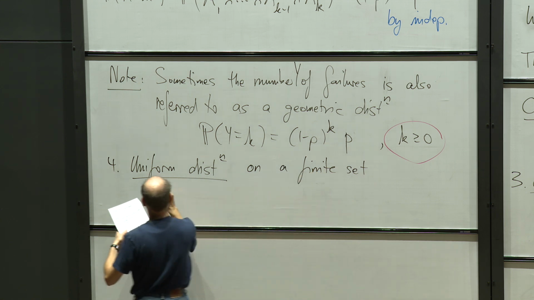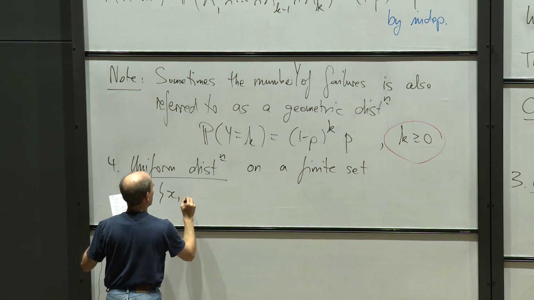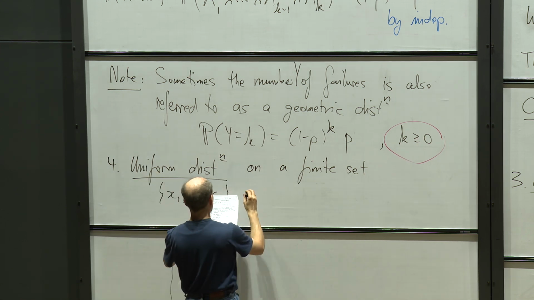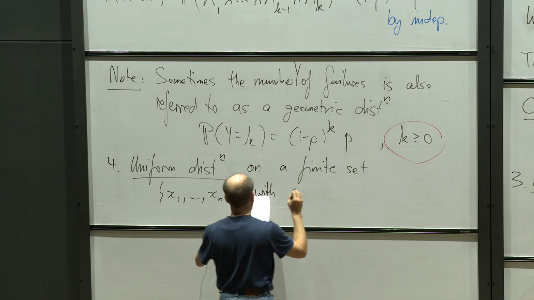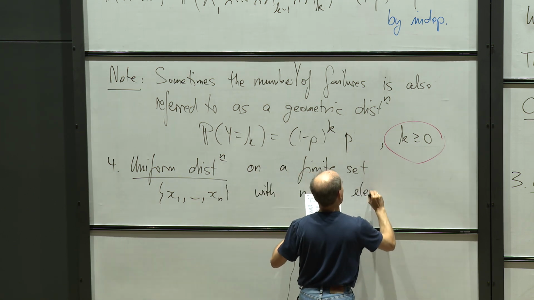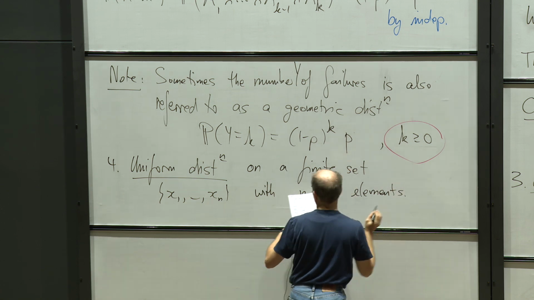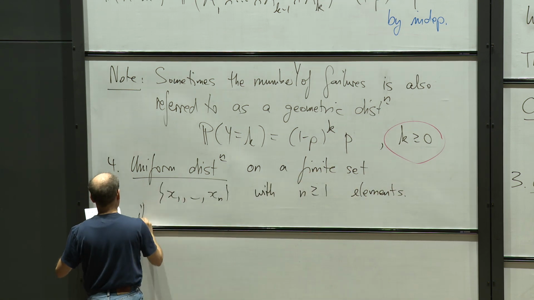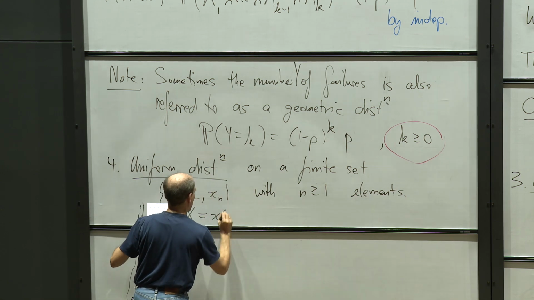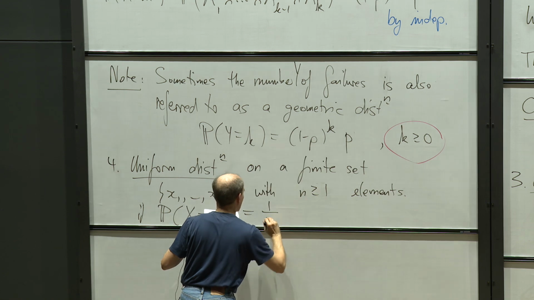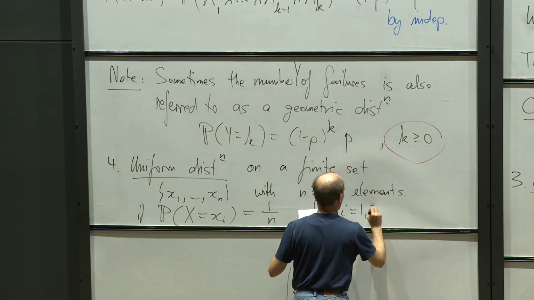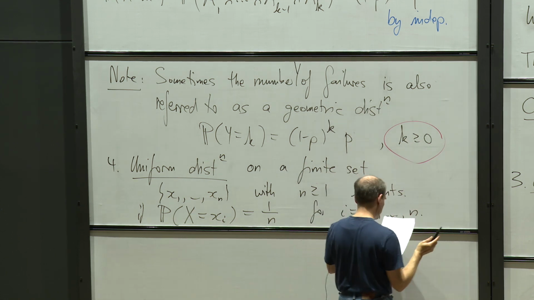And let's give the elements names. Let's call them x1 up to xn, although often they are integers as before, but they don't have to be. Let's insist there are n greater than or equal to 1 elements. Then it makes sense to say this is uniformly distributed if the probability for x to equal any one of them is the same, and therefore 1 over n for i from 1 up to n.